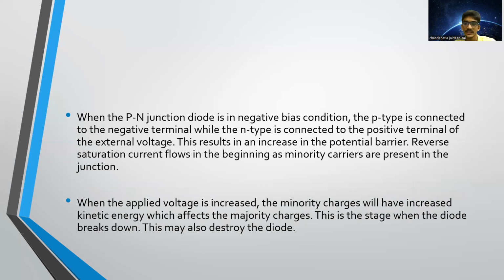When the PN junction is in the negative biased condition, or else we can say reverse biased condition, the P side is connected to the negative terminal while the N type is connected to the positive terminal of the external voltage. This results in the increase in the potential barrier. Reverse saturation current flows in the beginning as minority charges are present in the junction.